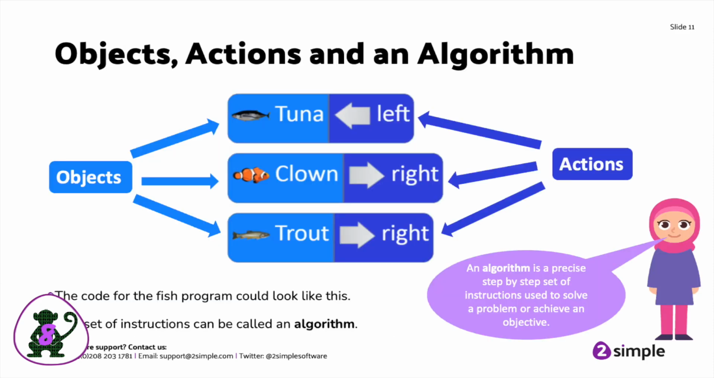Slide 11 introduces objects, actions and algorithms. Reveal the code blocks on slide 11. Explain that the light blue blocks on the left of the slide are objects, something that can be named. Explain that the dark blue blocks on the right of the slide are actions, something that the object can do. Reveal the text at the bottom of the slide, explaining that a set of instructions can be called an algorithm. Reveal the image and speech bubble.